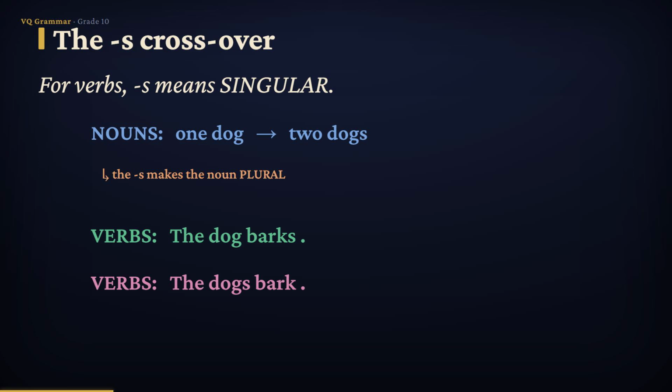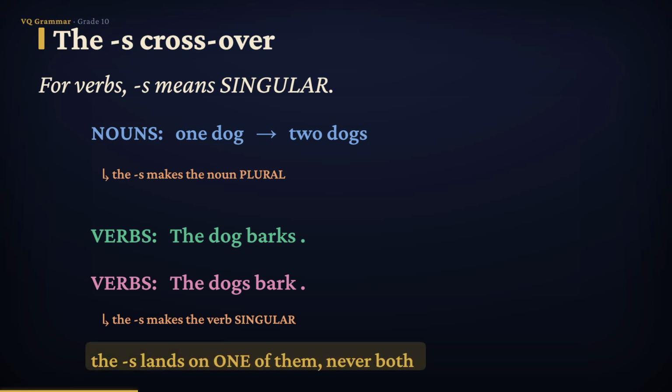Do you see it? On a verb, the s ending marks the singular. The plural verb is the bare one. So the s does the exact opposite job on a verb than it does on a noun. Here's the handy picture. In a correct present tense sentence, the s lands on one of them, either the noun or the verb, but never on both.